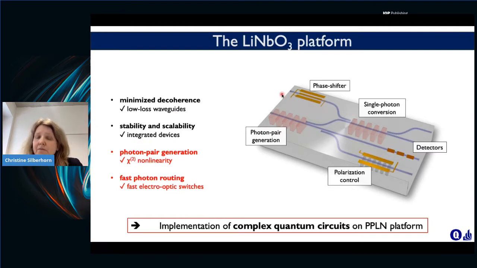Now, if you go to a platform which has a Chi2 nonlinearity, which we do here, the big advantage is that we have very efficient photon pair generation via parametric down conversion, and maybe equally important, we can have fast electro-optic routing. This is how we envision practical devices for real-world deployment. We can have photon pair generation, polarization control because our waveguides guide both polarizations, single photon conversion to different wavelengths, and phase shifters, all controlled electro-optically. One thing I would like to mention is that you can also include detectors on this platform.